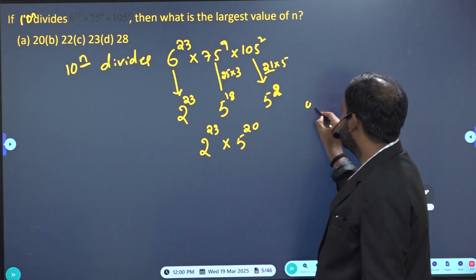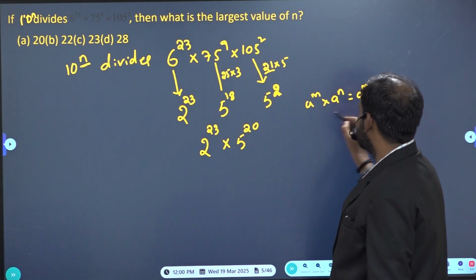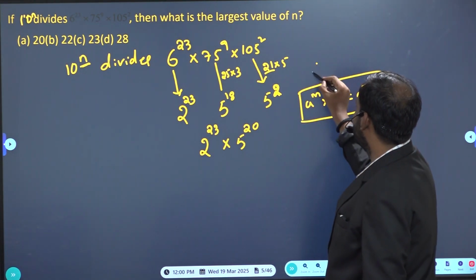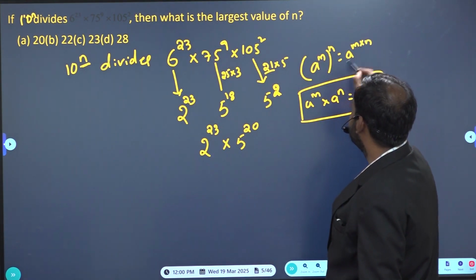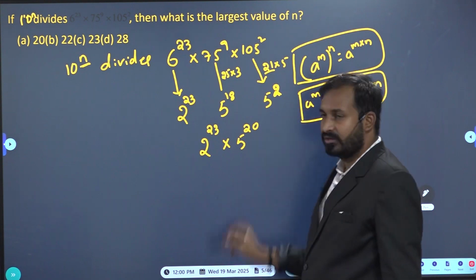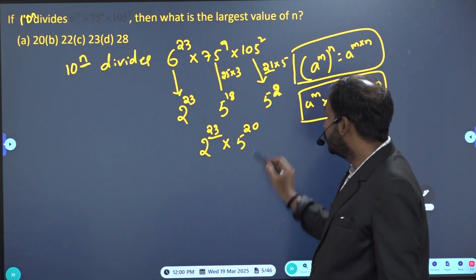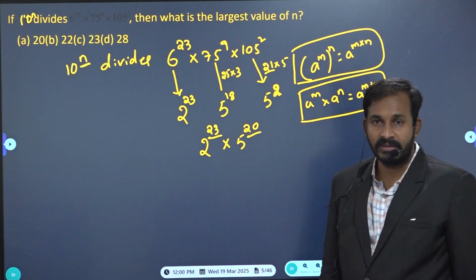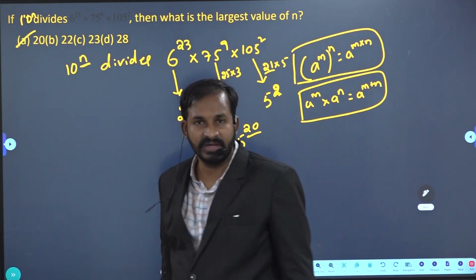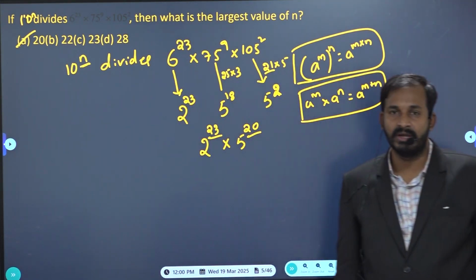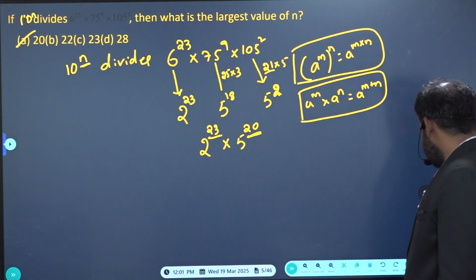Why? Because we know that a power m into a power n is equal to a power m plus n. And we also know that a power m whole to the power of n is equal to a to the power of m into n. Already we have seen these things in our last session, so that is the reason I have not written. So now 23 2s I have, 20 5s I have. Now tell me what is the value of n I can take here? 20. Because the least power is 20, so we will take that as our answer.